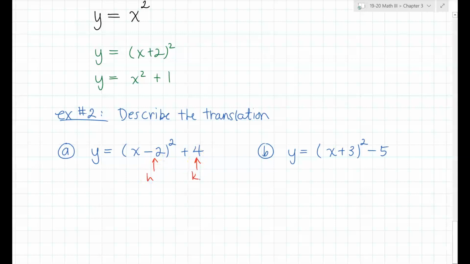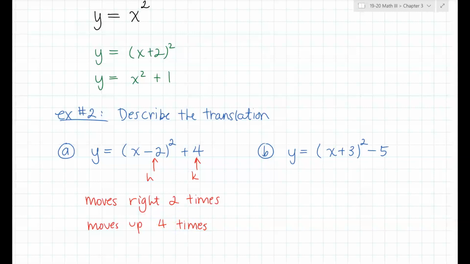Okay, here's your h and here's your k. All right, and notice how your h value is a minus 2. So remember, the definition I told you was if you see a minus 2, you got to move to the right. So you're going to say moves right 2 times. And then if you look at your k value, it says plus 4. So you actually move up in that one. So you're going to write moves up 4 times. Okay, so there's that one.